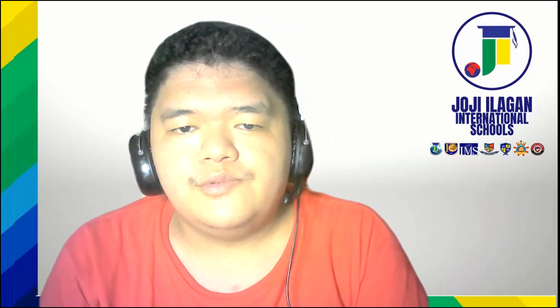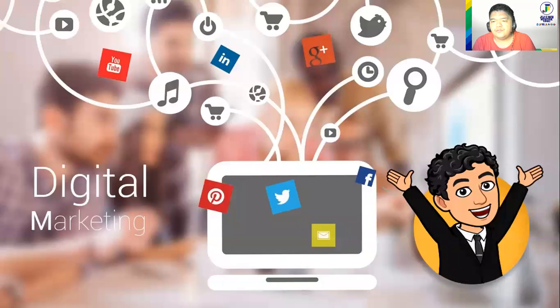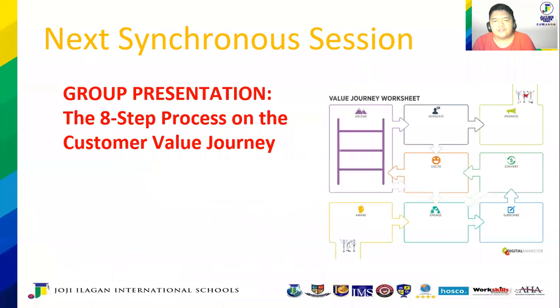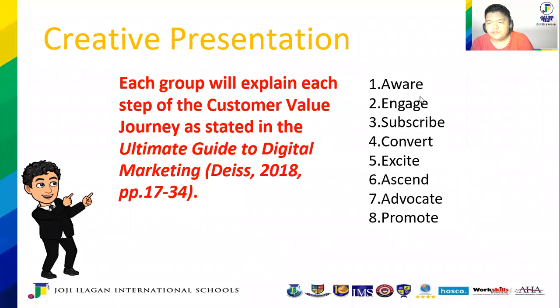Again, reminding you of your next synchronous session, which is a group presentation on the 8-step process on the customer value journey. We can accommodate the first four groups on our next synchronous session, which is aware, engage, subscribe, and convert. If we have enough time, we can accommodate the next two, excite and ascend.